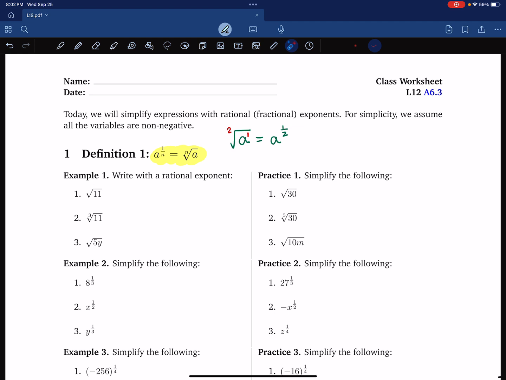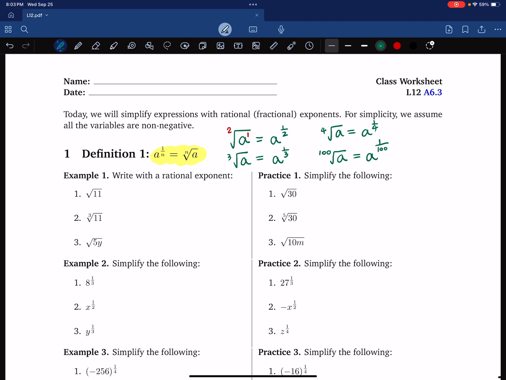And you could expand this to any index. For example, I could expand it to cube root of a, right? So this will be a to the 1 over 3. Fourth root of a, this will be a to the 1 over 4. And you can even do 100th root of a, and this will be a to the 1 over 100. So this is the definition number 1.